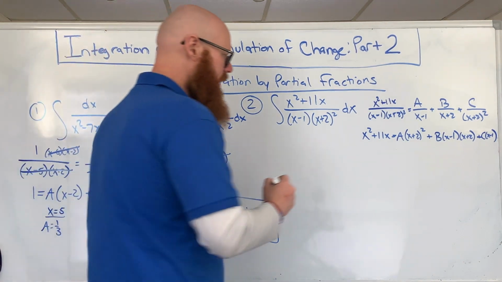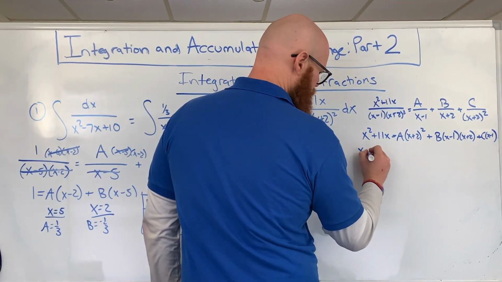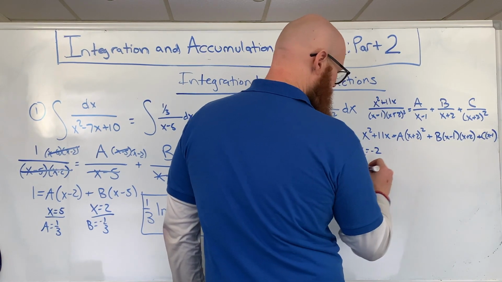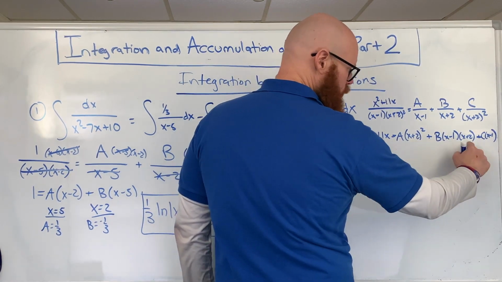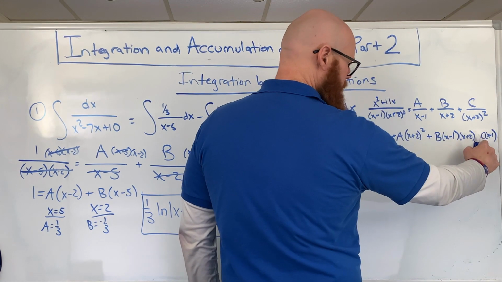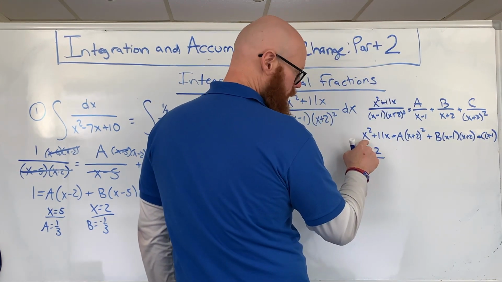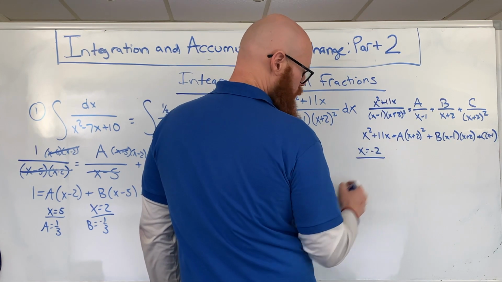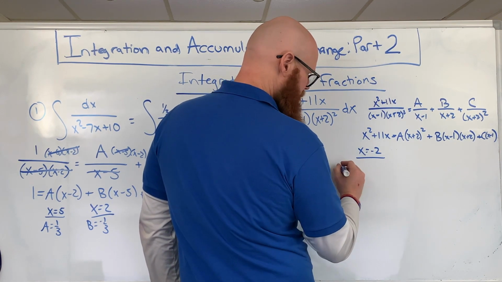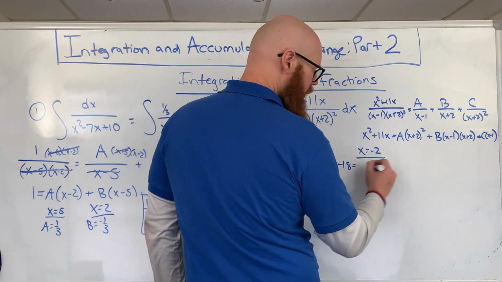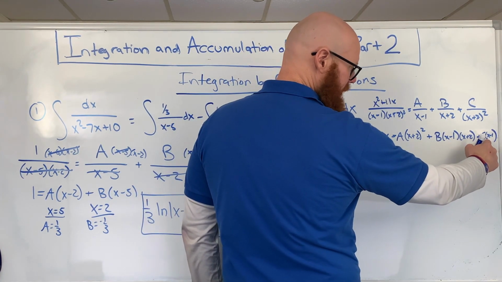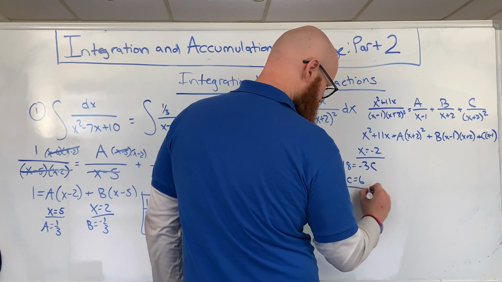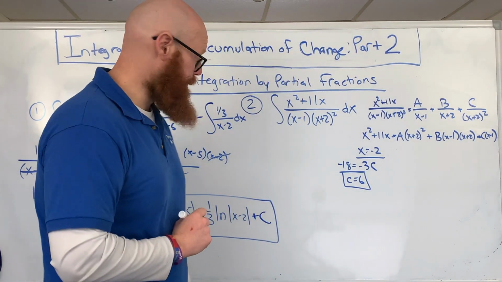Again, I can plug in values, so I'm going to make x equal to negative 2. If I make x equal to negative 2, this one and this one are gone. Let me plug in negative 2 here. So I get 4 minus 22 is negative 18. If I plug in negative 2 here, I get negative 3c. So c equals 6. So let's remember that.